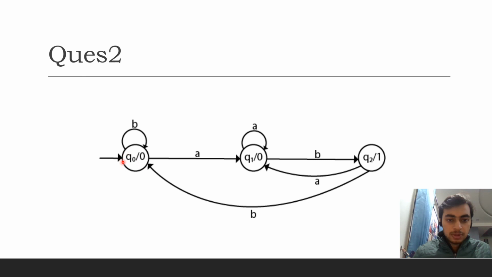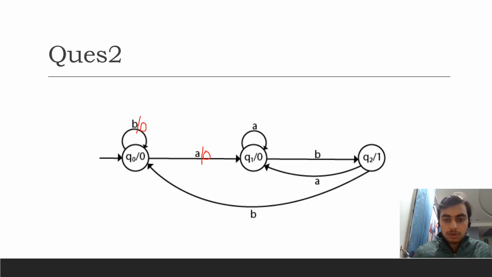So let's start with Q0. When Q0 takes input string as B, it goes to Q0 state itself, and the output given is 0. So let's write here 0. Now when Q0 takes string A, it goes to state Q1, and the output is 0 here.